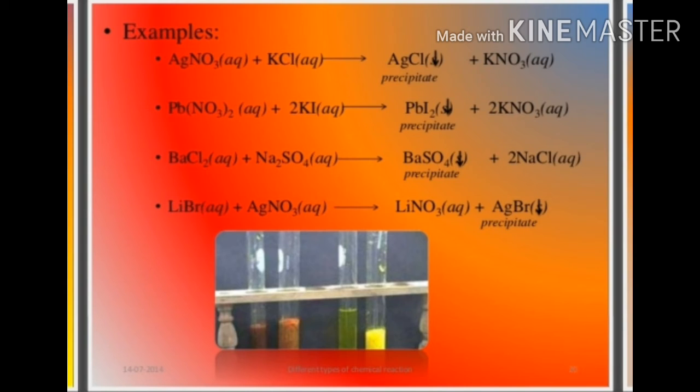Third example: barium chloride aqueous solution reacts with sodium sulfate aqueous solution, and this produces barium sulfate precipitate and sodium chloride. Fourth example: lithium bromide aqueous solution reacts with silver nitrate aqueous solution, and it produces lithium nitrate and silver bromide precipitate. In all these reactions, precipitate is formed, which is indicated by a downward arrow.